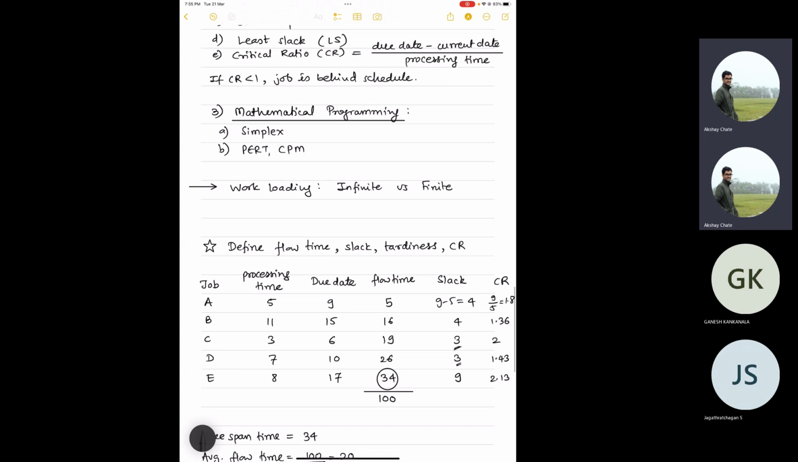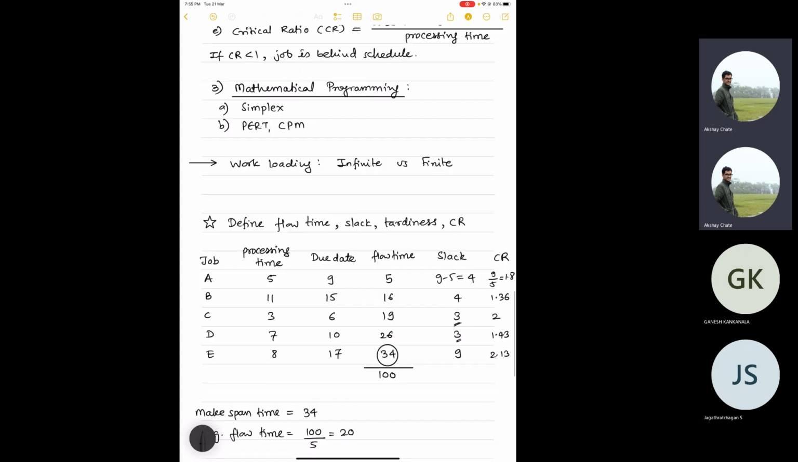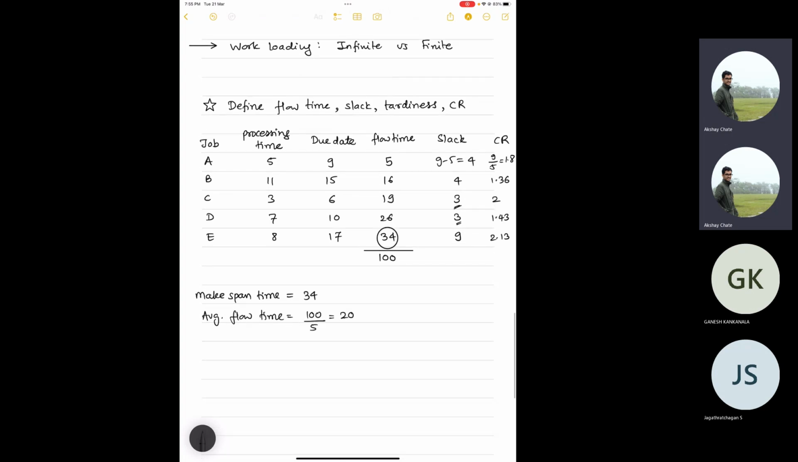So now the question is, how will you prioritize? As I told you, there are, let's say, 5 or 6 ways to do this. So we'll take one example. I took this one randomly.